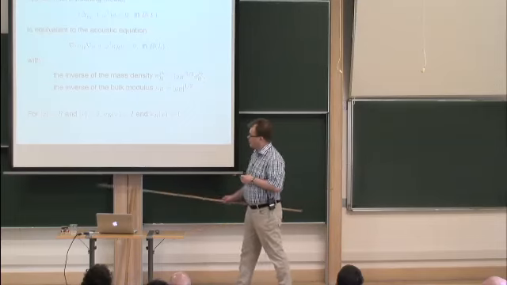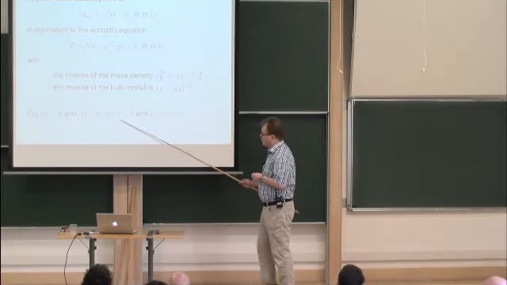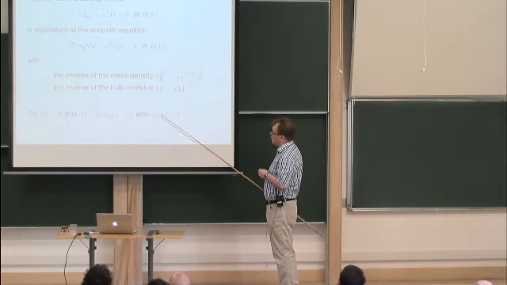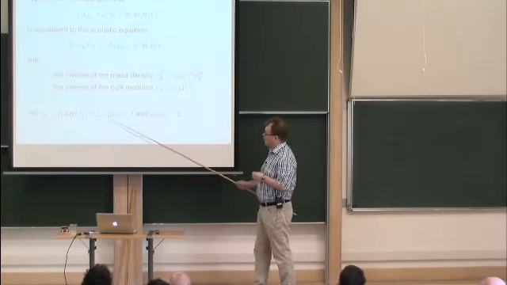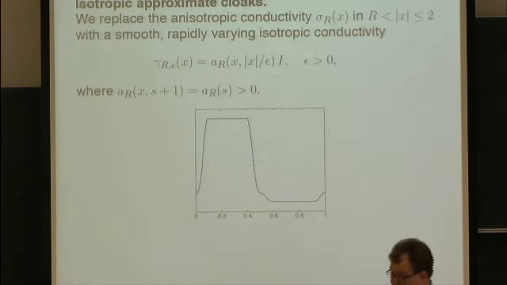And I recall that inside the cloaked area, inside the ball of radius r, this inverse of mass density is the identity, and the bulk modulus is 1. And also outside the cloaking device we use the same parameters. Okay. So this is one way to make approximate cloaks, but those materials were anisotropic. And I also want to study isotropic approximate cloaks.